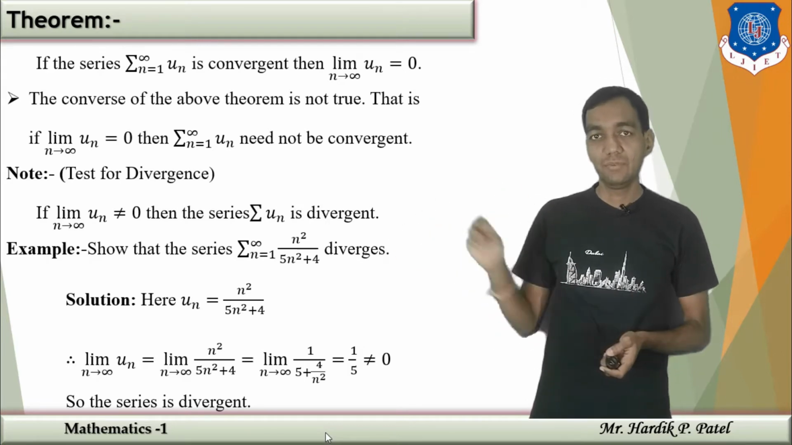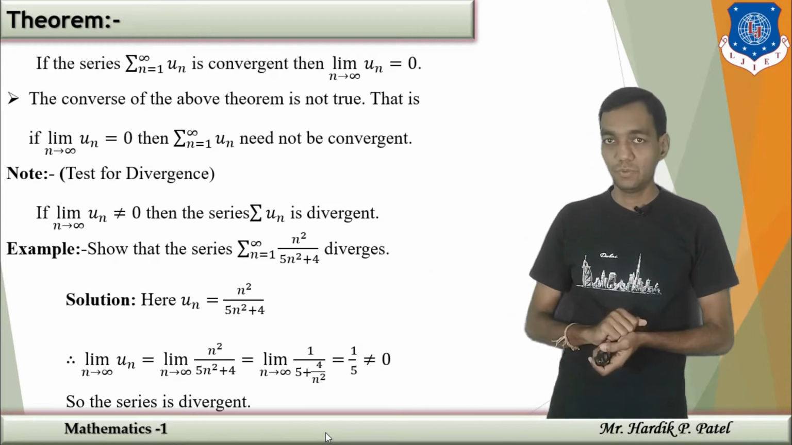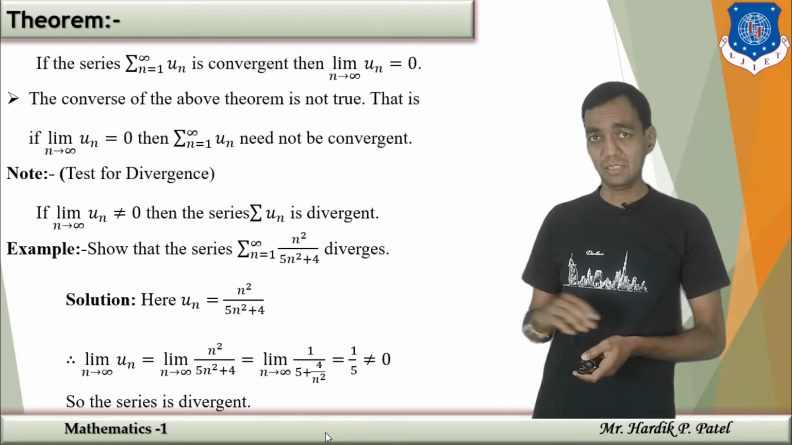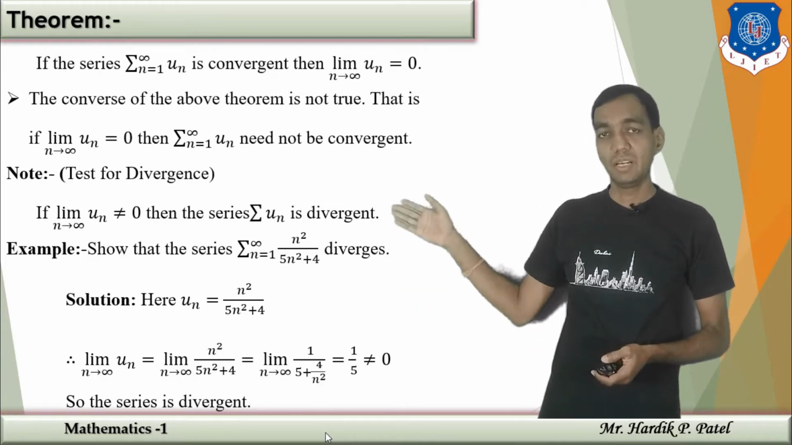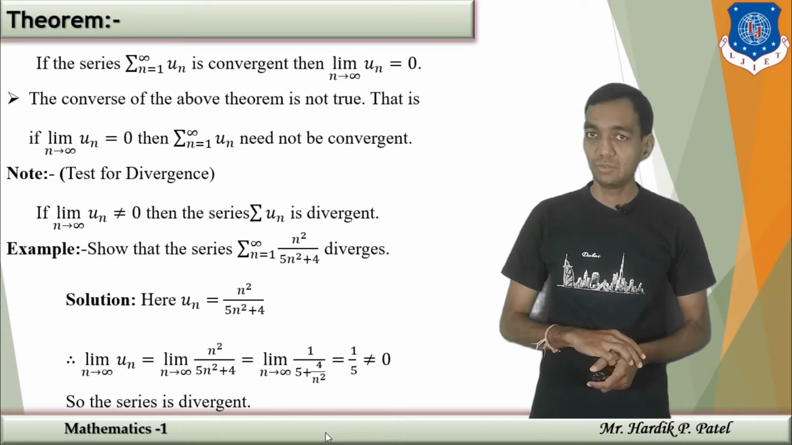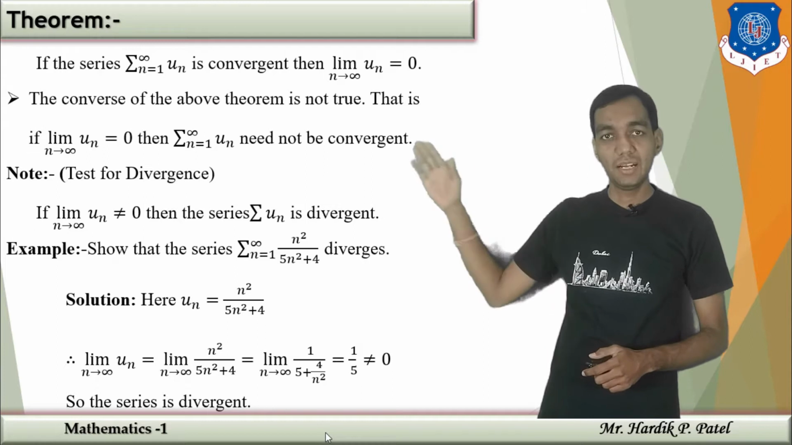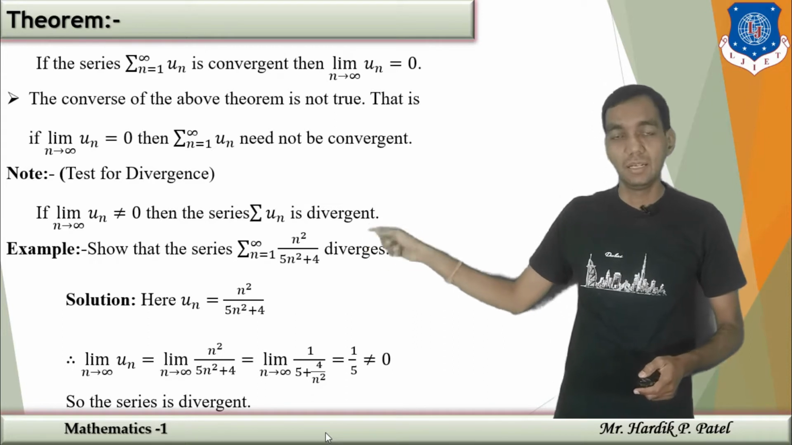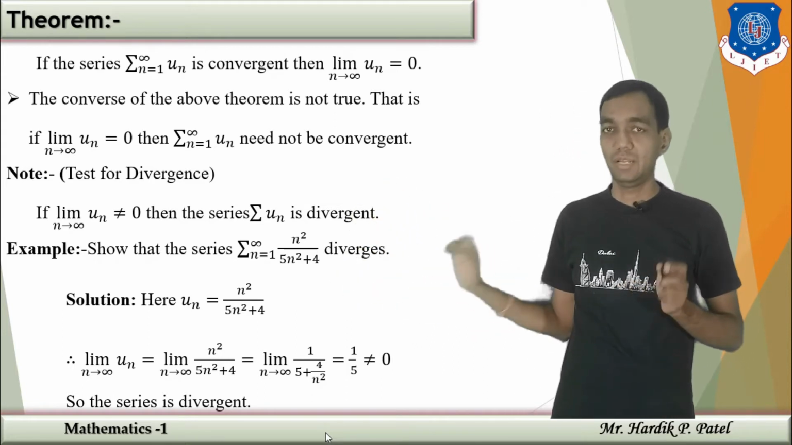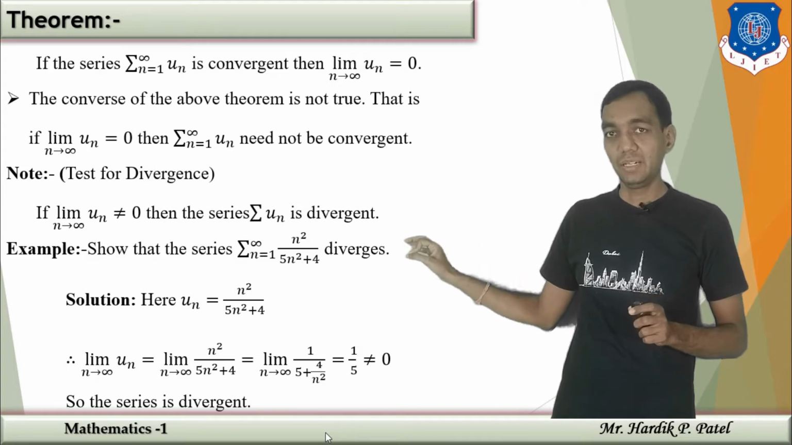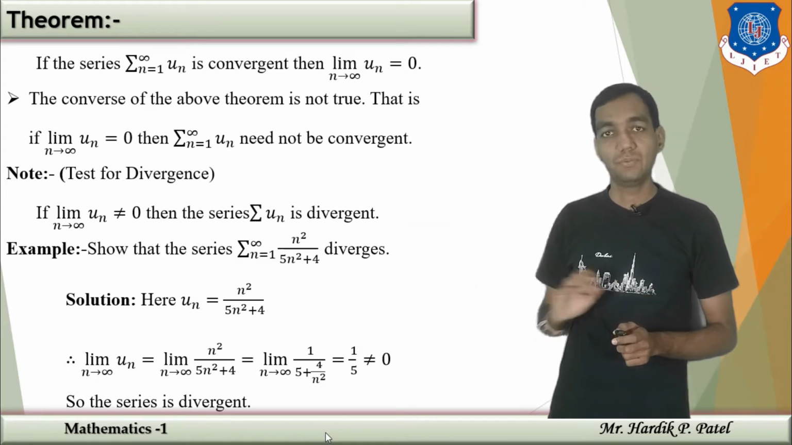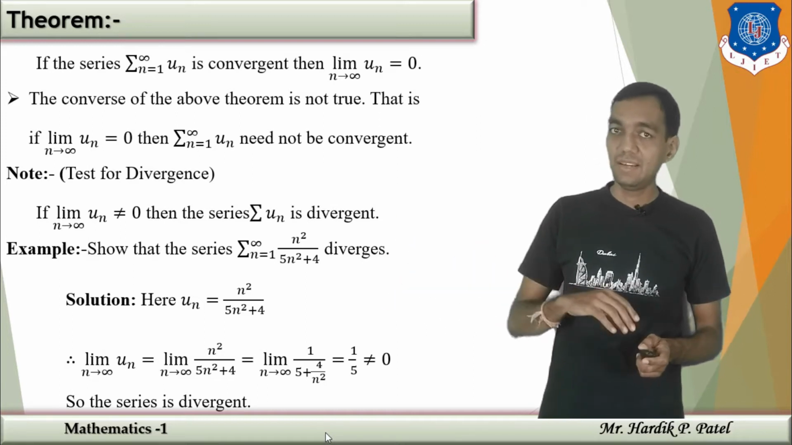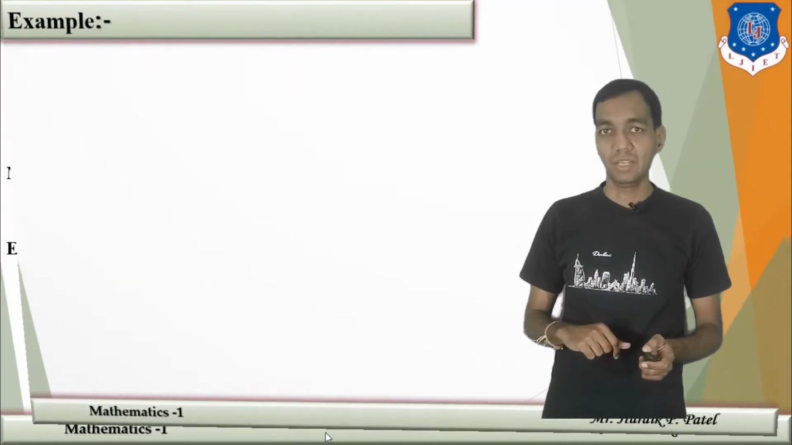So we have un is equal to n square upon 5n square plus 4. Applying the limit to un directly, that is limit n tends to infinity, un, that will be limit n tends to infinity n square upon 5n square plus 4. Divide numerator and denominator by n square, and that will give you limit n tends to infinity 1 upon 5 plus 4 upon n square. Now, applying the limit, that will give you the answer 1 by 5. Since this value is non-zero, by the test of divergence, this series is divergent.